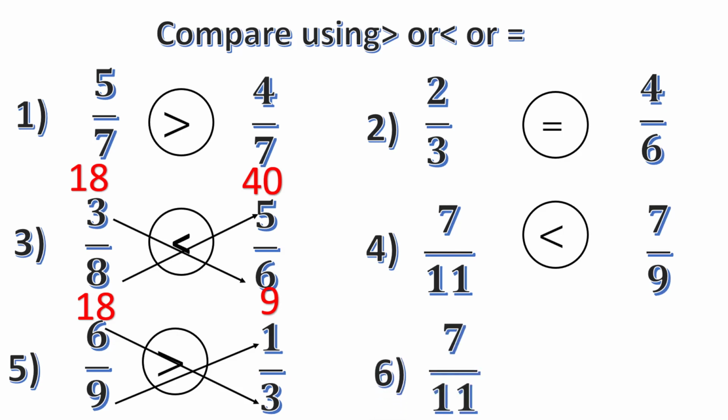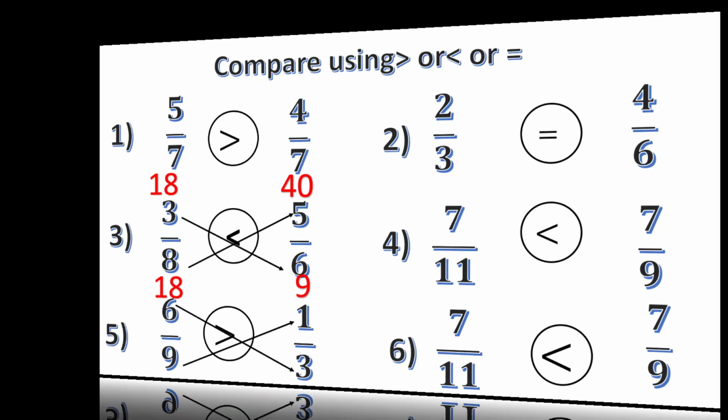Question number 6. 7 over 11 and 7 over 9. We have the same numerators. Yes, just 11 is greater than 9 now. So we have here less than.